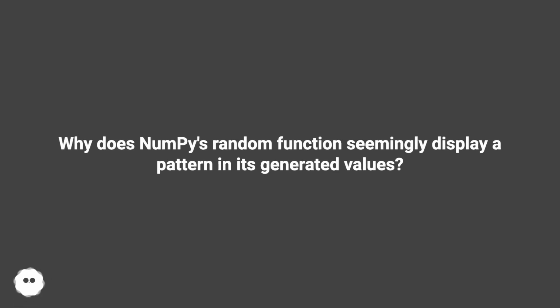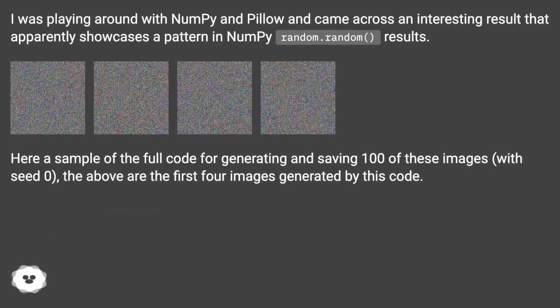Why does NumPy's random function seemingly display a pattern in its generated values? I was playing around with NumPy and Pillow and came across an interesting result that apparently showcases a pattern in NumPy random.random results. Here is a sample of the full code for generating and saving 100 of these images, with seed 0. The above are the first 4 images generated by this code.